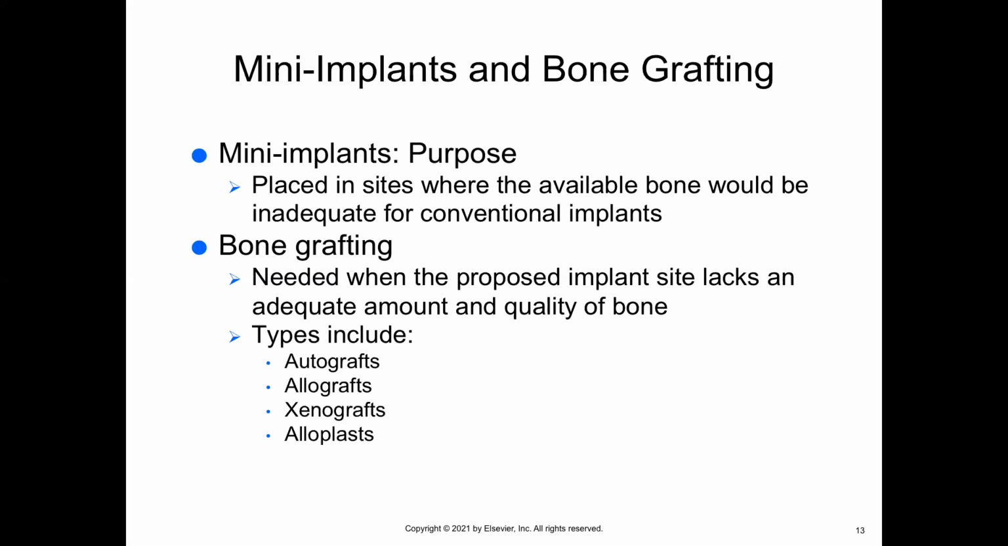The types of bone grafting, there's 4 general categories. There's autografts, which are harvested from the patient's own body, allografts, which come from a donor, like cadaver bone, xenografts, which come from cows or pigs, usually bovine bone, and then alloplast, which is a synthetic material.